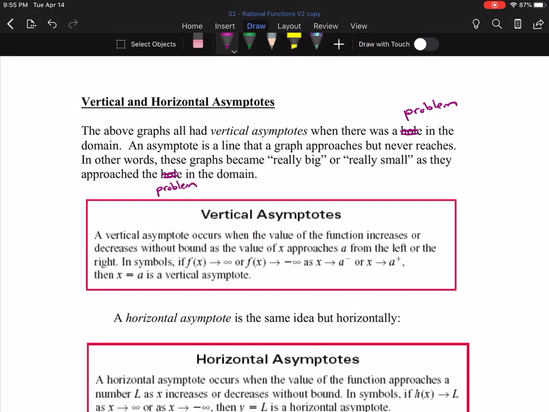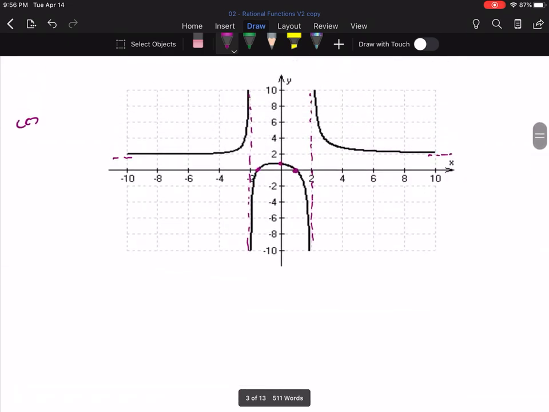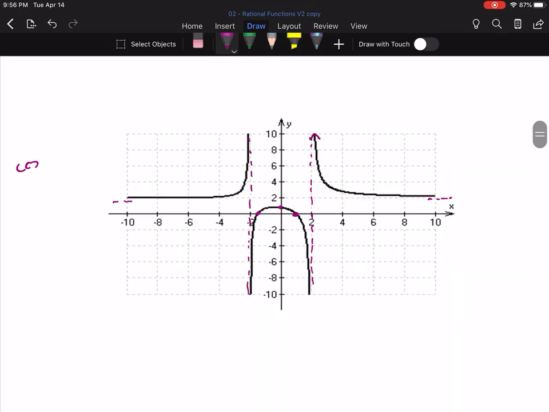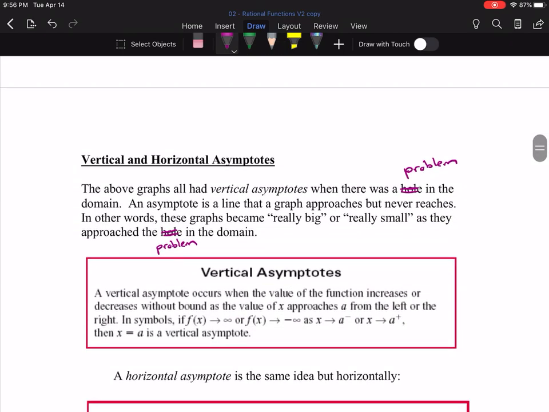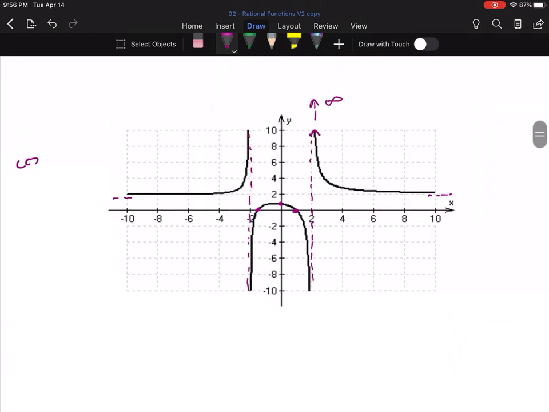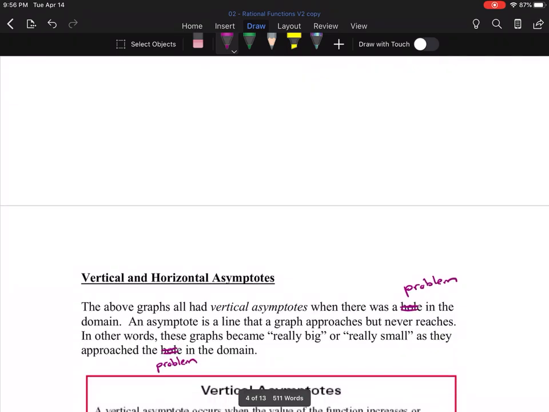in the domain. So more technically, out of a textbook here, vertical asymptotes. A vertical asymptote occurs when the value of a function increases or decreases without bound. Right here, this thing goes to infinity, heading to infinity this way, and that's what they mean by increases without bound. As the value of x approaches a from the left or right. So you see, as it was approaching 2 from the right, it was heading off to infinity. And it was heading to 2 from the left, it was heading to negative infinity here. So it's heading off without bound as it approaches 2 from the right or from the left.